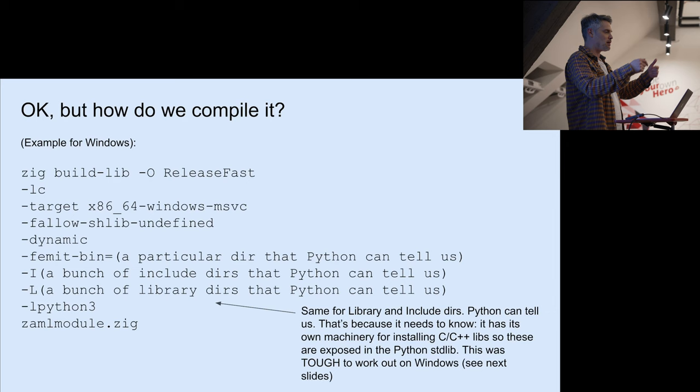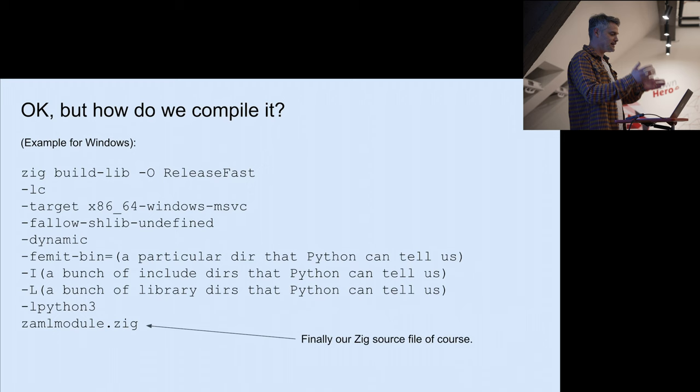And actually, Python has its own machinery for compiling C and C++ libraries, like invoking Clang or GCC, depending on the platform. So it has this information that you can introspect in its own build tool. So we can reuse that to figure out the directories that we need to include. And finally, the Zig source file. And then we have a working library, which I won't do a live demo of, but you can check the repository and the CI pipeline and it will show that it does work.